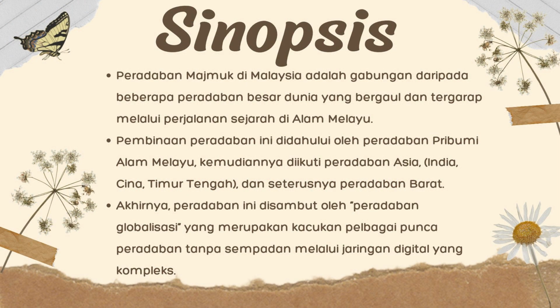Now here's the synopsis. Take your time to read through the synopsis. Now I will straight away start translating and explaining it to you. Malaysian civilization is a combination of several major civilizations. I told you earlier, isn't it? It began with the indigenous civilization of the Malay world, didahului oleh peradaban Pribumi alam Melayu. It was influenced by India, China, and the Middle East. Western civilization came later on. Globalization created another layer of influence, that is the peradaban globalisasi.